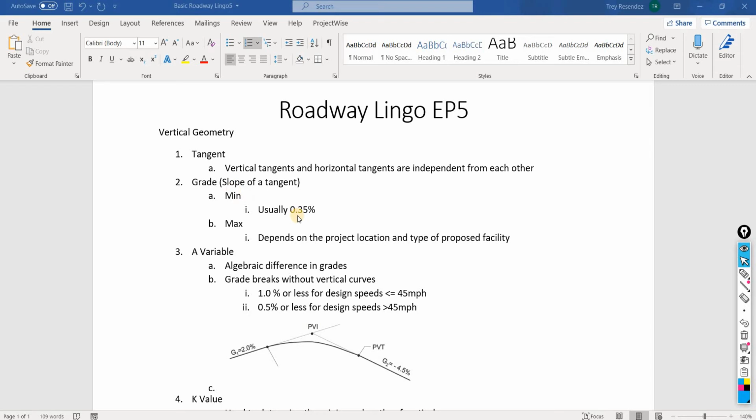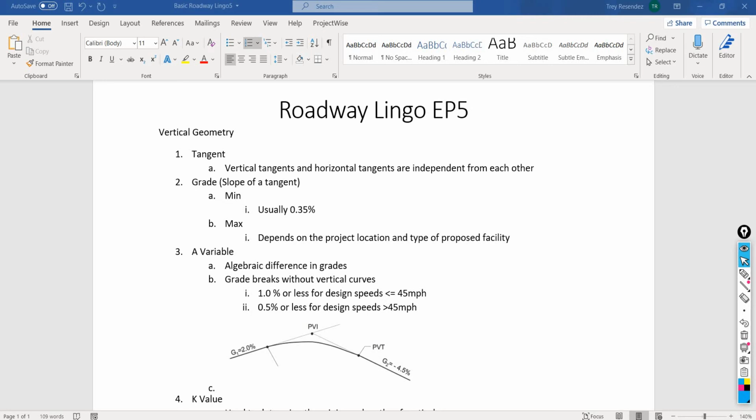And the minimum grades for vertical geometry are usually 0.35, but if I need to go a little bit shallower than this, then I'll go 0.3 minimum. You don't want to go anything below 0.35 or 0.3, because you'll start having drainage issues if the slope is too shallow. And the max grade depends on the project location and the type of proposed facility. And this proposed facility just means what type of new roadway you are going to be putting at your project location.